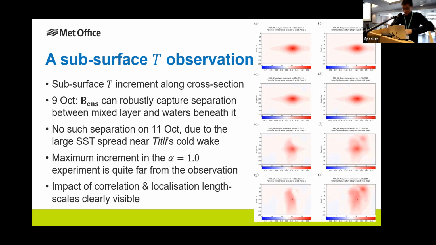And the maximum increment in panel H, you can see, is actually quite far from the observation, and that is driven by the ensemble standard deviation. So that part of the ocean where you can see the maximum, the deepest red color, has a large standard deviation, and that's why it drives the phenomenon you can see here. So also, you can see the impact of the correlation and localization length scale being quite clearly visible in the variation of the horizontal and vertical extents that you can see here.